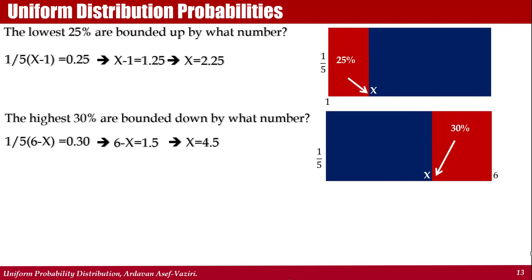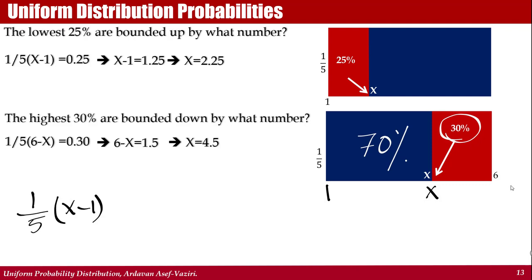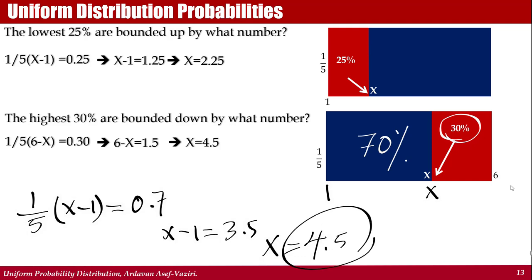We could have also said if probability to the right is 30%, then probability to the left is 70% because probability of everything is 100%. In that case, here I have x, here I have 1, x minus 1. The height is 1/5, and the area to the left is 0.7. That would give me x minus 1 equal to 3.5 and x equal to 4.5. The same thing.